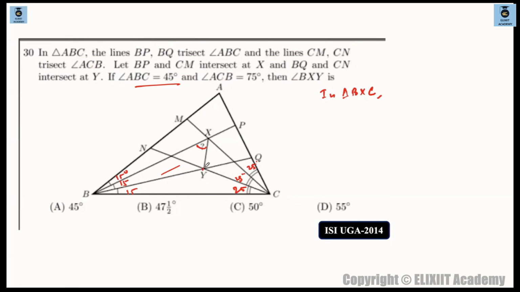Y is the point of concurrence of the angle bisectors. So what is Y? It is the point of intersection of the angle bisectors, which bisectors? BY and CY. What is the point of concurrence of angle bisectors known as? Incenter.